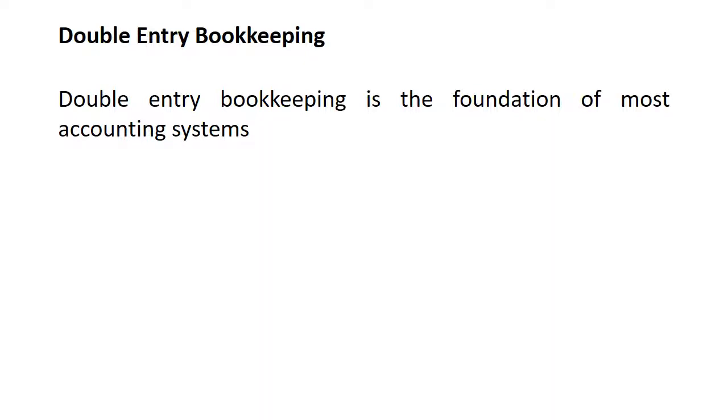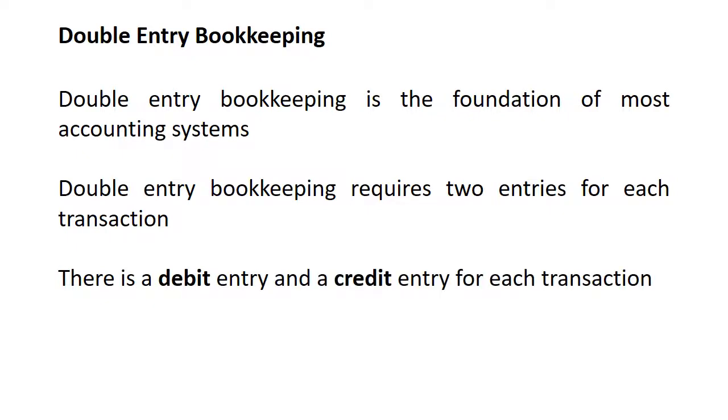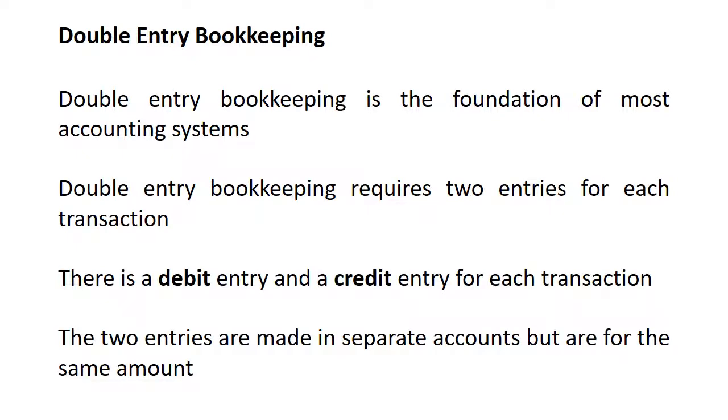Double entry bookkeeping is the foundation of most accounting systems. Double entry bookkeeping requires two entries for each transaction. There is a debit entry and a credit entry for each transaction. The two entries are made in separate accounts but are for the same amount.